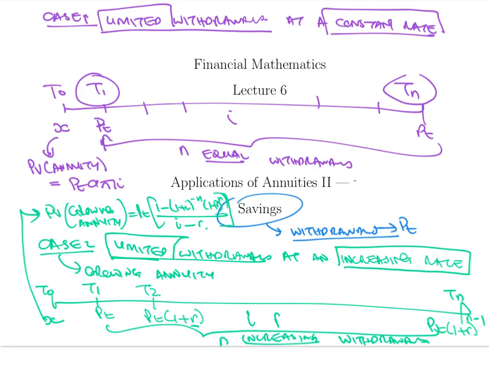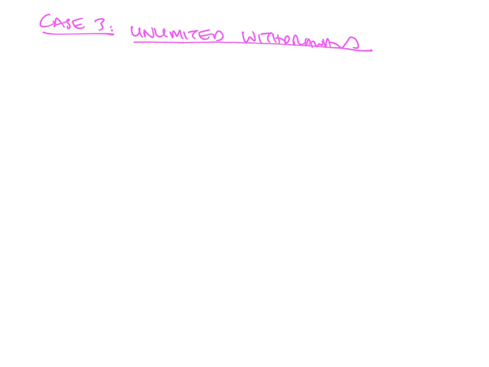Now let us extend this to case 3 and case 4 rather, where we no longer have a limited amount of withdrawals. We have withdrawals in perpetuity. Perpetuity means that these withdrawals go on forever. So let us then move our attention to case 3. Case 3 is when I make an unlimited amount of withdrawals. Remember, this means that n tends to infinity. The number of withdrawals that I make is able to become infinitely large, which means that it's happening in perpetuity.